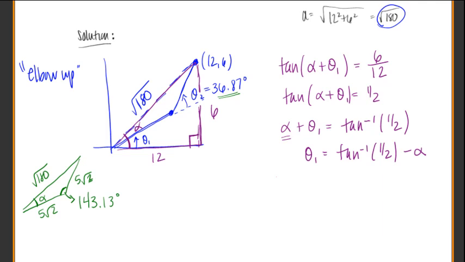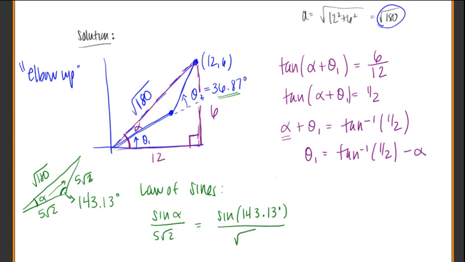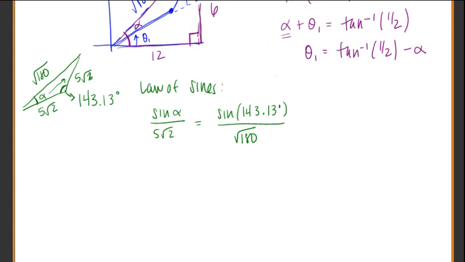Since we've done law of cosines before, a second ago, let's look at the law of sines. The law of sines says any side divided by the angle opposite, or the angle divided by the side opposite. So how about sine of alpha over the side that's opposite, which is 5 square roots of 2, is equal to one angle that I know, the sine of 143.13 degrees, divided by the side opposite that, the square root of 180. Now, working with this a little bit, we can get sine of alpha: I just multiplied both sides by 5 square roots of 2.